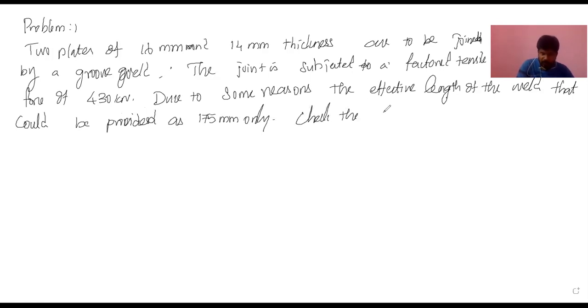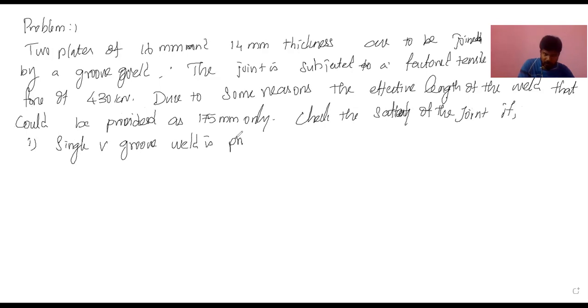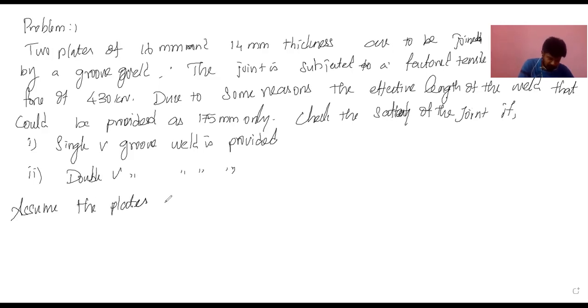Check the safety of the joint if the condition is: first one, single V groove weld is provided; second one, double V groove weld is provided. Assume the plates to be shop welded. So this is the given data available in the problem.